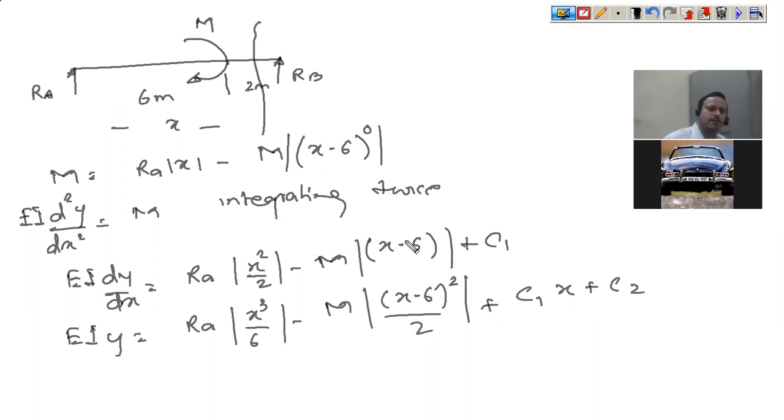This is the shortcut, this is the methodology for representing constant moments in bending moment equations. Okay, so you need to understand this, and then only you will be able to solve them.